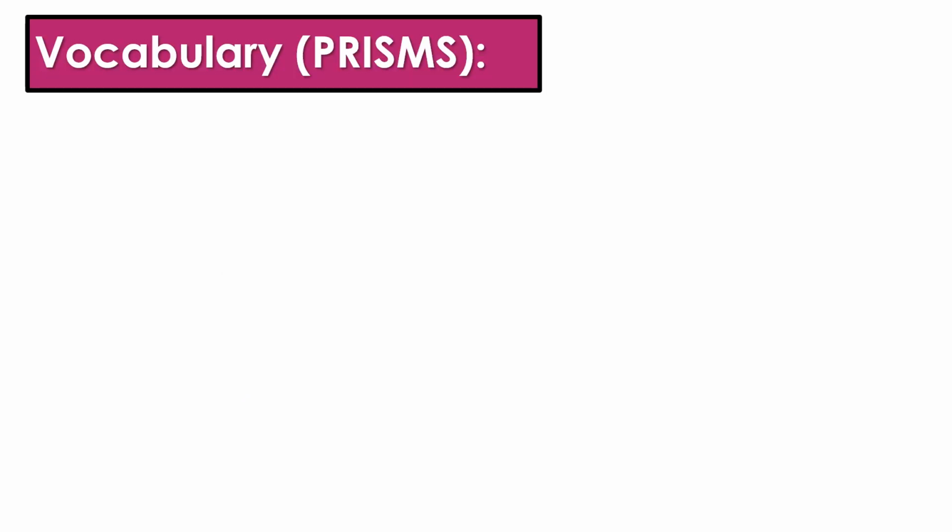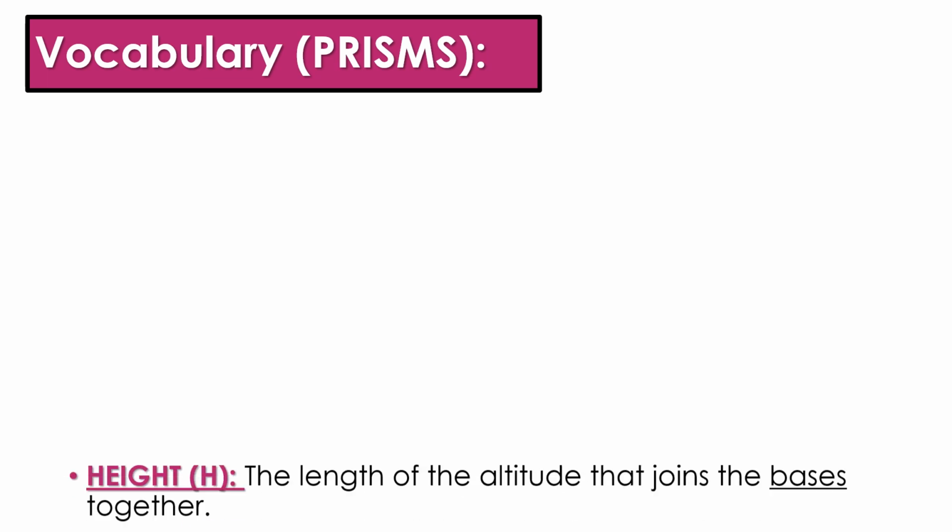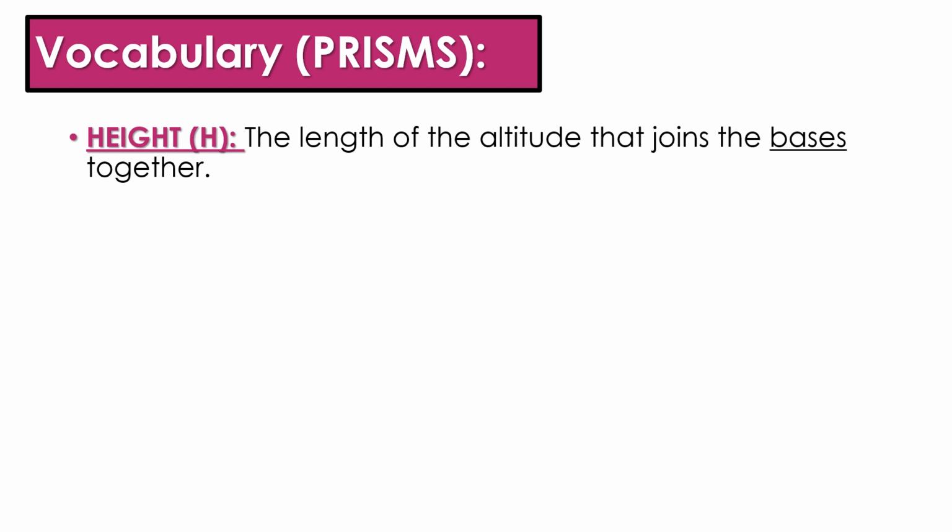All right, so a bit more vocabulary regarding prisms. And remember that prisms have two bases. They're not a pyramid, right, where it just has one base. So it's a specific type of shape here. The height of a prism is defined as the length of the altitude that joins the bases together. If you're taking notes, you'll want to highlight that phrase, joins the bases, because that tends to be kind of a sticky definition for many students, and I'll show you why in just a moment.